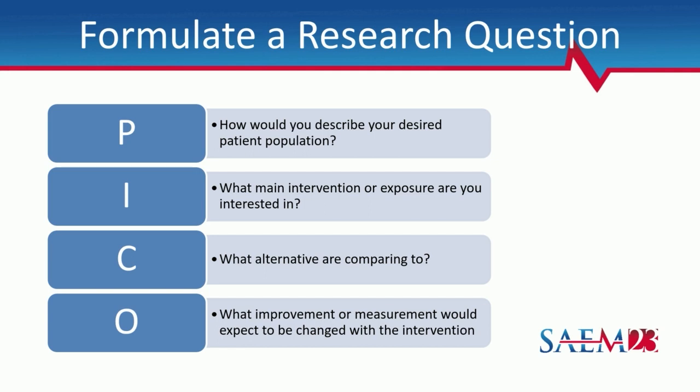C, what alternatives are you comparing to? What's the comparator, right? So you need to have a comparator in your clinical question. And what improvement or measurement would you expect to be changed with the intervention? What's the outcome, right? That's the O. So if you remember these 4 letters, this acronym, it's very simple. It'll help you remember how to define a good clinical question. And if you have all 4 of these elements, then you probably have a pretty good clinical question.